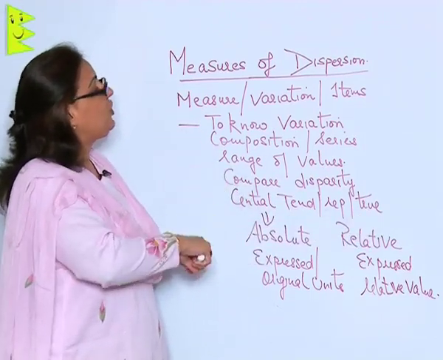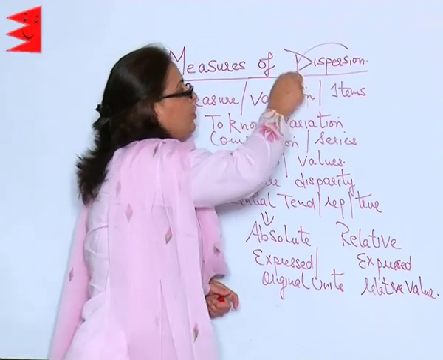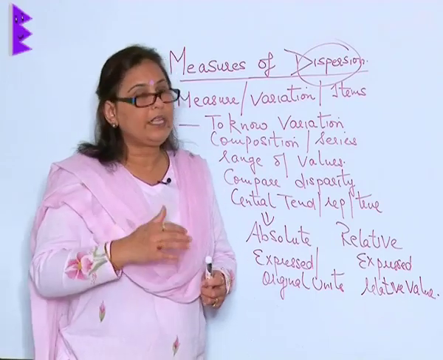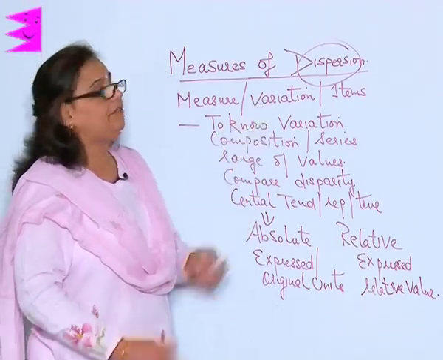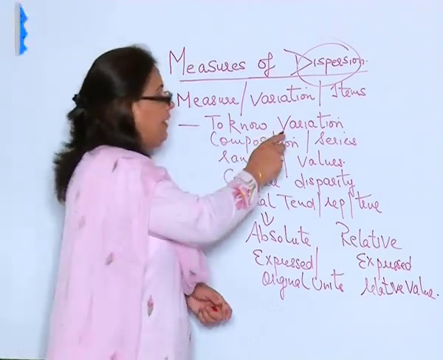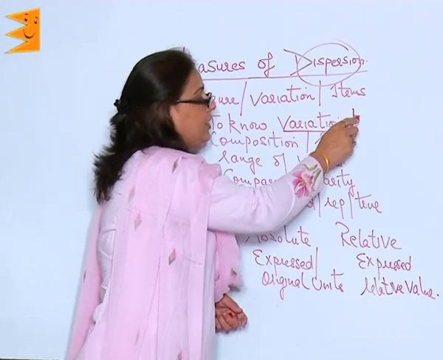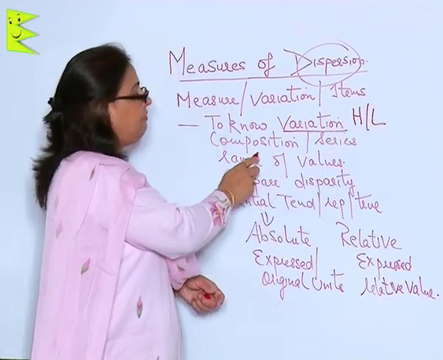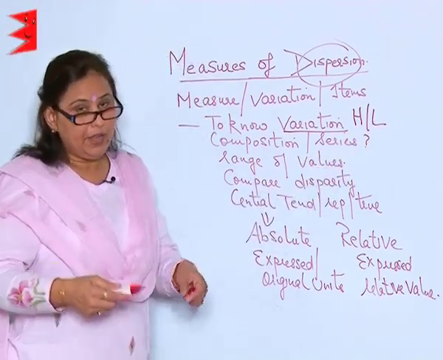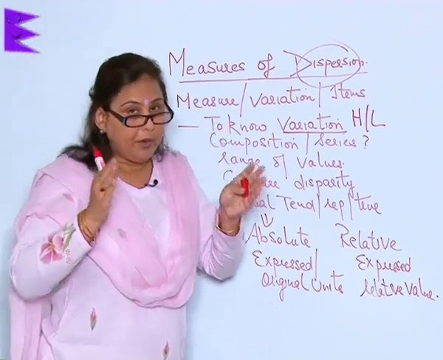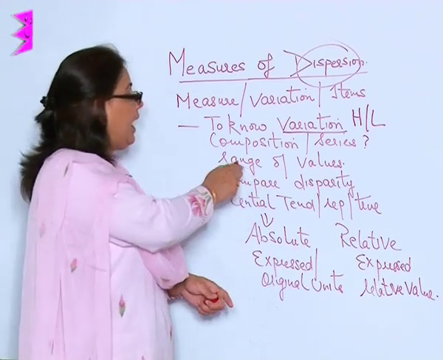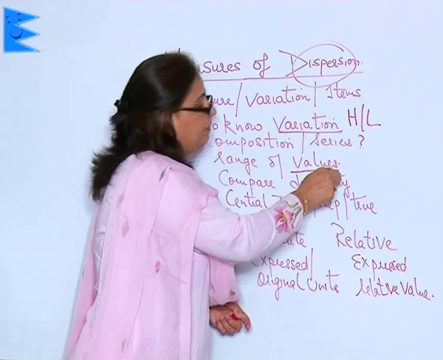So, in the measures of dispersion that we are going to deal with in this chapter, we need to understand that we will be looking at the tools which are required for measuring the variation in the items. And as I said, we have to find out the variation, that is the highest range and the lowest range. We have to find out about the composition of the series, as to how it has been framed, whether we have given some importance to the extreme values or we have composed it in a different manner, and we have to know about the range of the values.